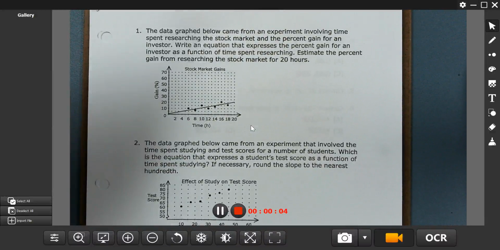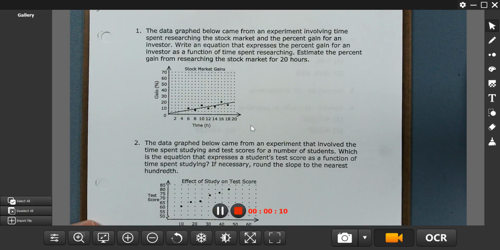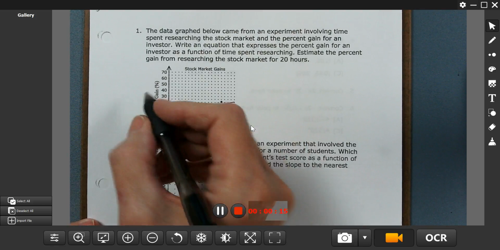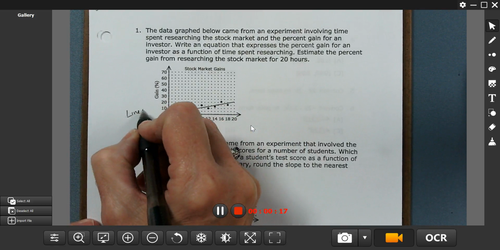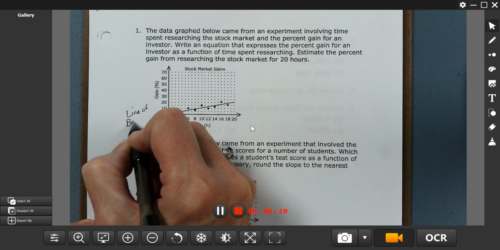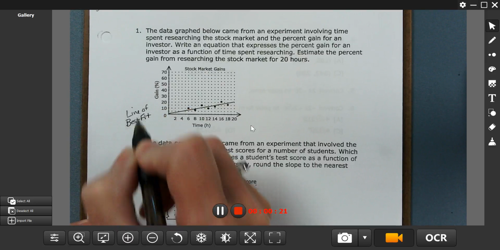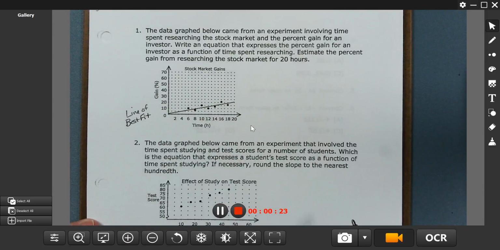Okay, lesson 59. Today we're going to learn how to do the equation of a line from data points. And actually this is called the best fit line, or the line of best fit.